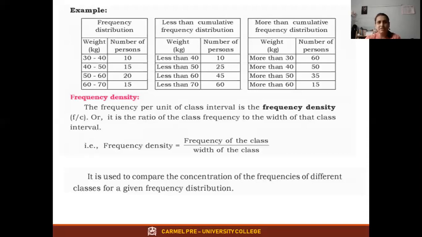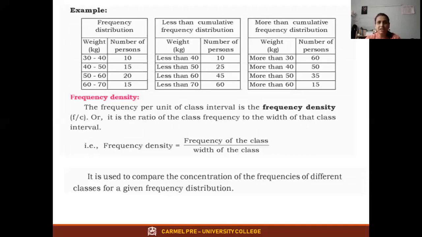See, in MCF, it's written in descending order. Big one on the top, and then it goes on reducing. Whereas in LCF, you start with small and end with a higher number. It is in ascending order. Whereas in a frequency distribution, everything is mixed. Number of persons is 60. How did you get 60? Total of all the numbers.